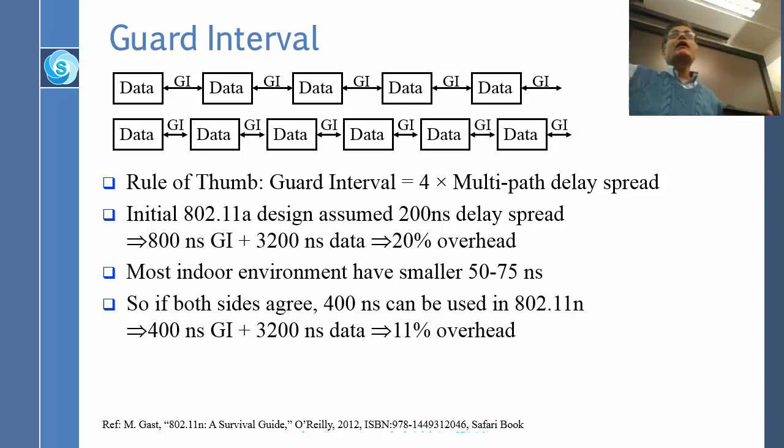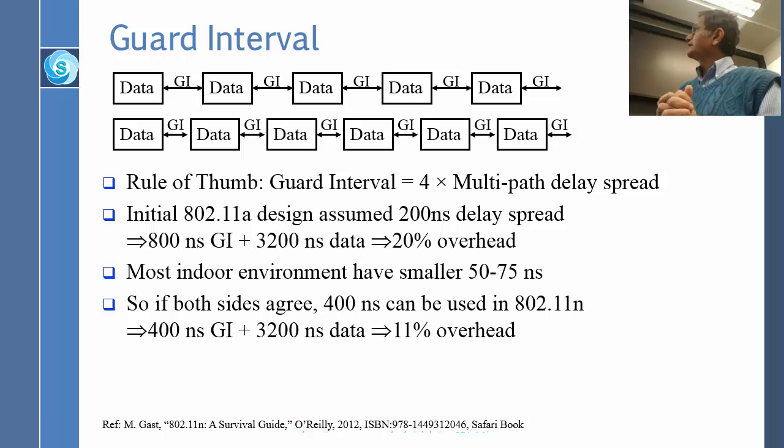On the other hand, you're in a big hall or in a big area, like near the library outside. Then, there are lots of reflection points. The delay spread could be large. There you would not want to change to 400 nanosecond guard interval. So the initial 11N design assumed 200 nanosecond delay spread and assumed 800 nanosecond guard interval plus 3200 nanosecond. So if you have 3200 nanosecond data and 800 nanosecond, you have 20% overhead, right? And most indoor environments are 50 to 75.